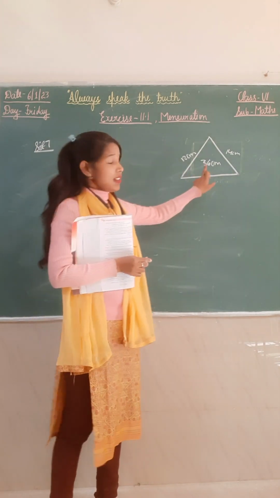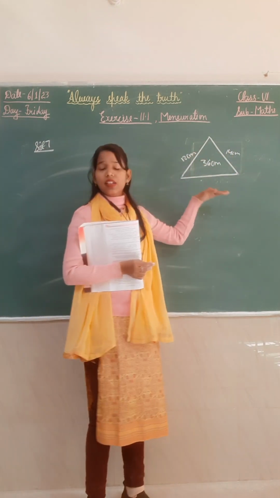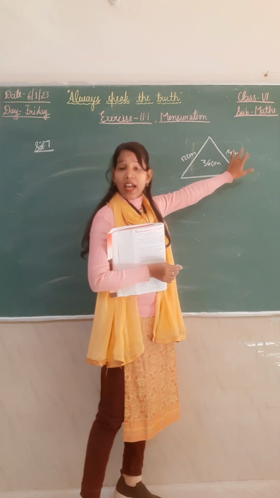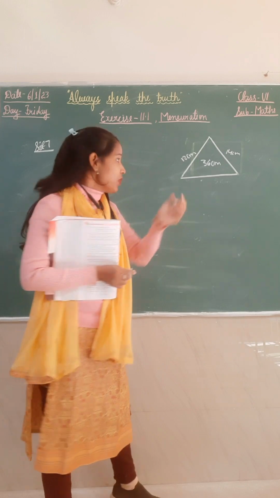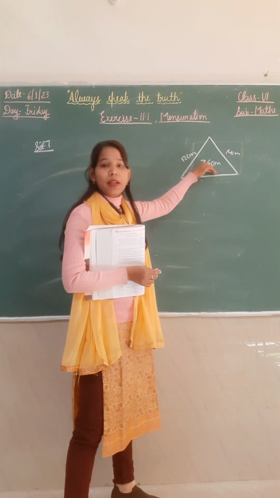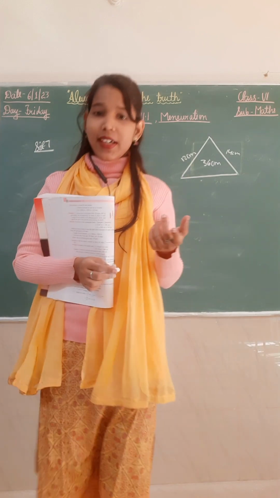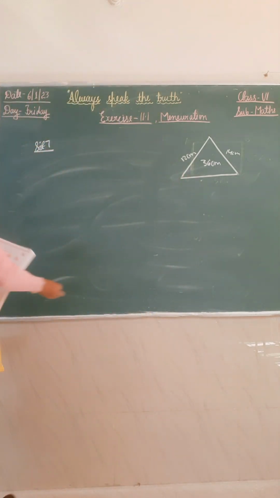That means the total is given and two sides are given. Third side, how to find? Firstly, we will add these two sides, right? And then we will subtract the sum from the total, that means from the perimeter. Then we will get the third side. It's very easy class, right? So, write down the solution.